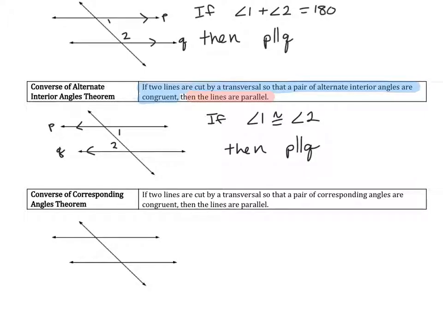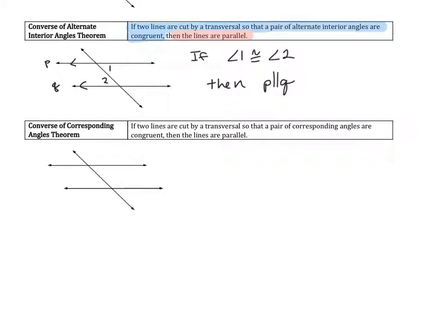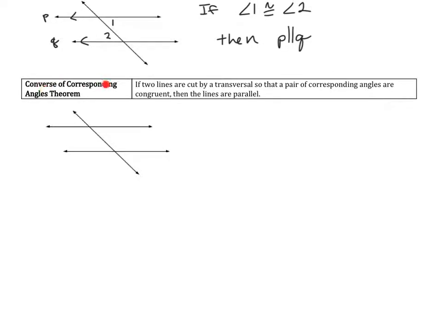Again, we're using the reverse of what we used in the last video, and our point here is to show that the lines are parallel. All right, the last one, the converse of the corresponding angles theorem. Let's recap what the corresponding angles theorem was. This said that if two parallel lines are cut by a transversal, then corresponding angles are congruent. This one says the exact flipped version of that. If two lines are cut by a transversal so the pairs are congruent, then the lines are parallel.